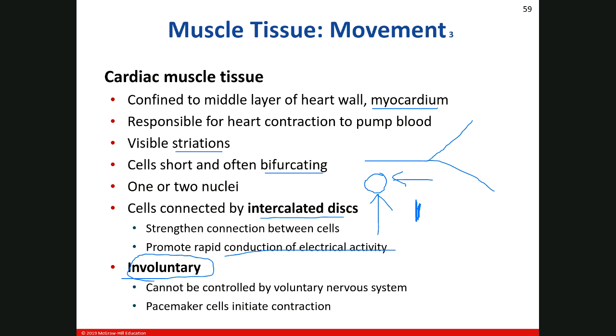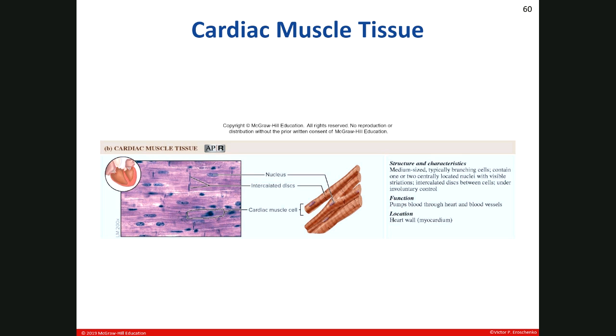So we'll learn about pacemaker cells in 211. We cannot control this through the voluntary nervous system. We control it through what we call the autonomic nervous system. We'll learn about that in chapters 14 and 15.